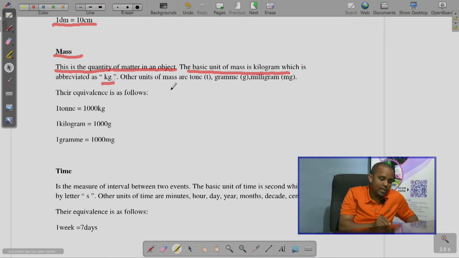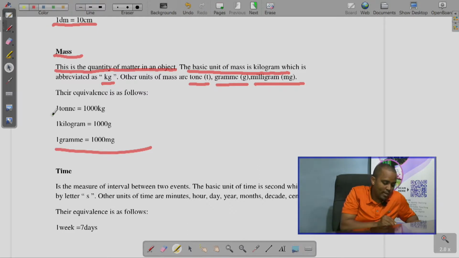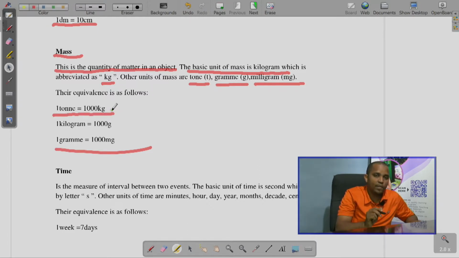Other units of mass are ton, gram, milligram, and others. And these units of mass are related as follows. For example, 1 ton always equals 1000 kilogram. And also 1 kilogram always equals 1000 gram. And 1 gram always equals 1000 milligram.